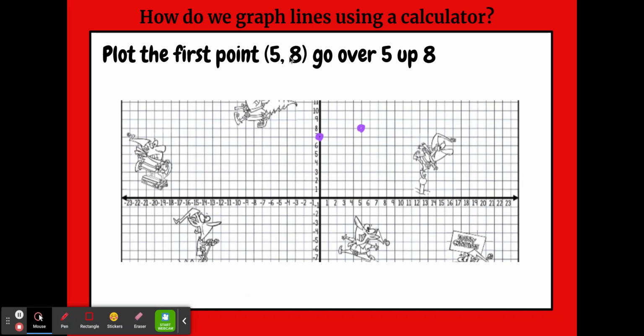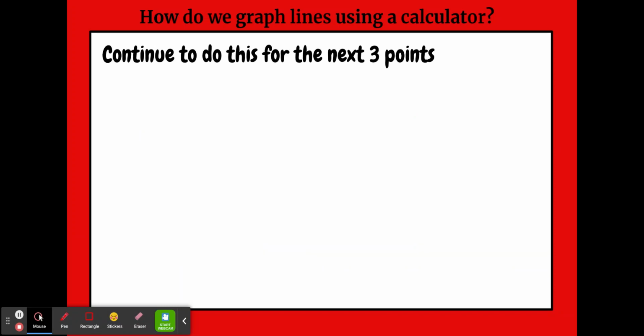The next one was 5, 8. So we're going to go over 5, up 8, and plot the point. And you're going to continue to do this for the next 3 points. Pause the video to give yourself some time to plot the points.